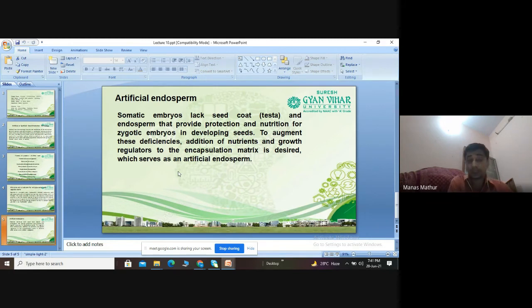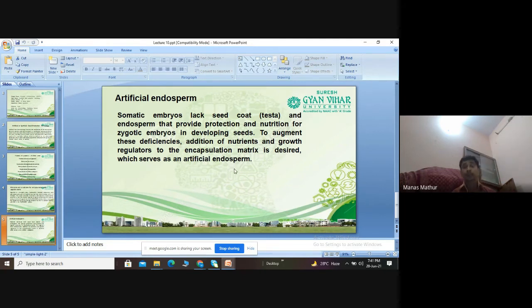Now I will tell you about artificial endosperm. Sometimes there is absence of seed coat in somatic embryos. Somatic embryos lack the seed coat and endosperm that provide protection and nutrition for embryos in developing seeds. To overcome this absence of seed coat, or testa, we will add some nutrients and some growth hormones to the desired encapsulation matrix, which serves as an artificial endosperm.